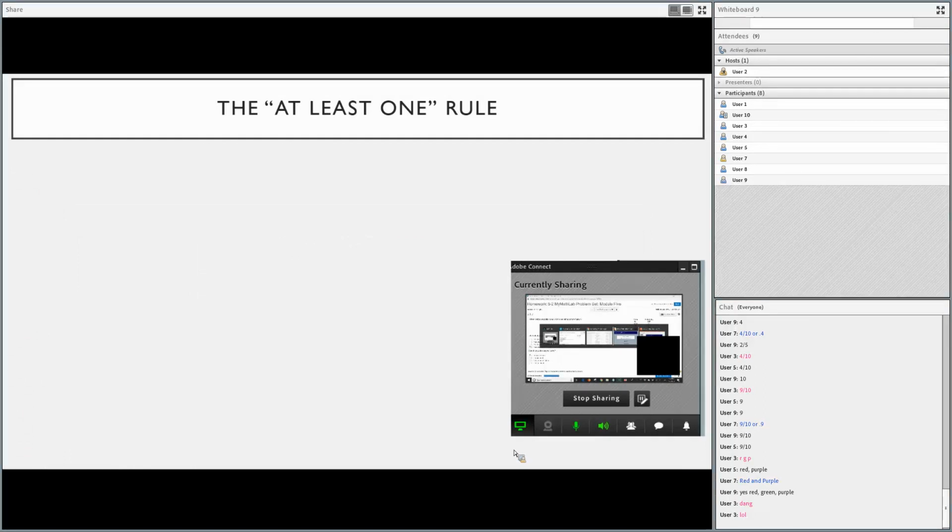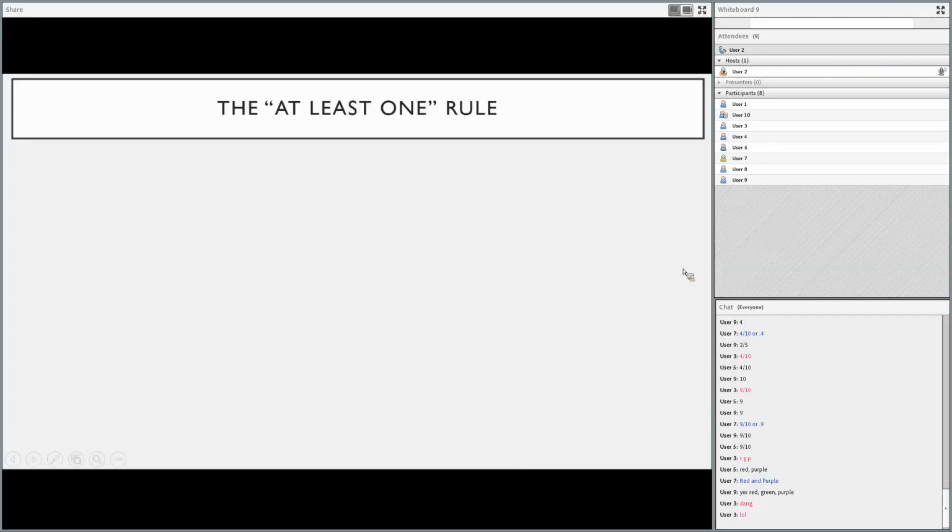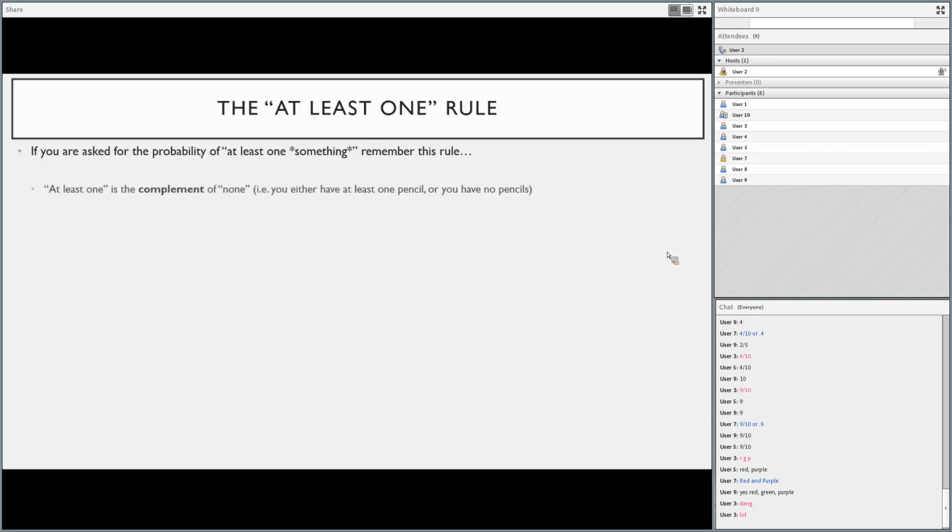So now let's talk about the at least one rule. Well, before we do that, any questions about the formula in general that we just talked about? Okay, so let's talk about the at least one rule. Someone asked a question about this in the discussion board. So if you are asked to find the probability of at least one something, whatever it is, remember this rule. This is going to show up on your homework and this is going to show up on your exam. So please make sure you jot this down and commit it to memory.